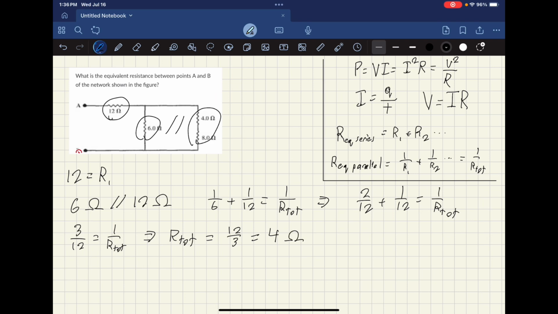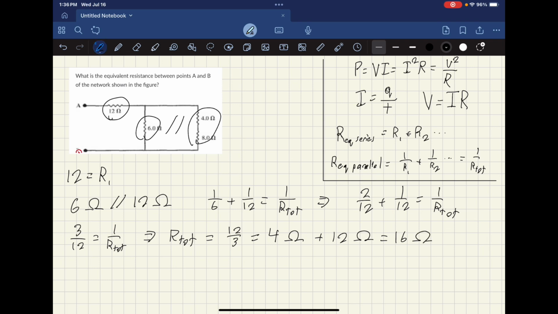So what happens is that this box that has the parallel resistors can now be imagined as just one resistor that has 4 ohms of resistance. So now we have our 12 ohm resistor and our 4 ohm resistor, and we just have to add them together, and that gives us a total equivalent resistance of 16 ohms.